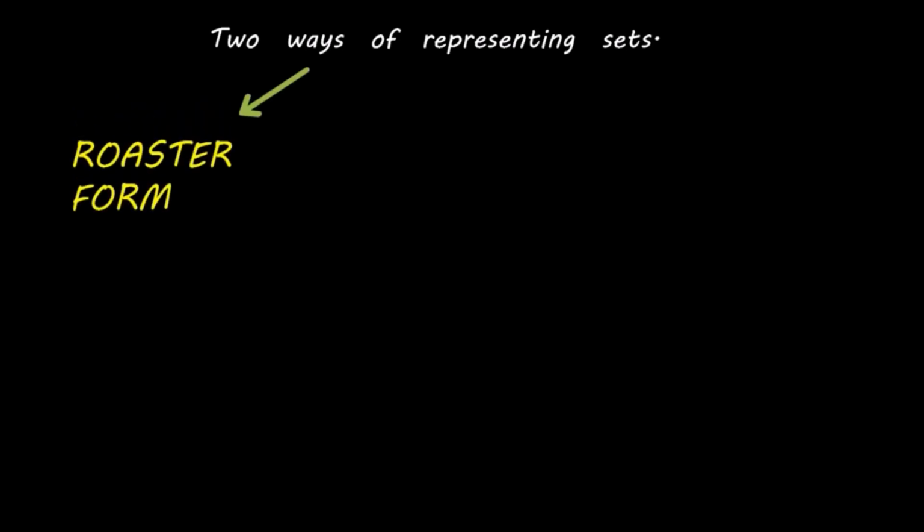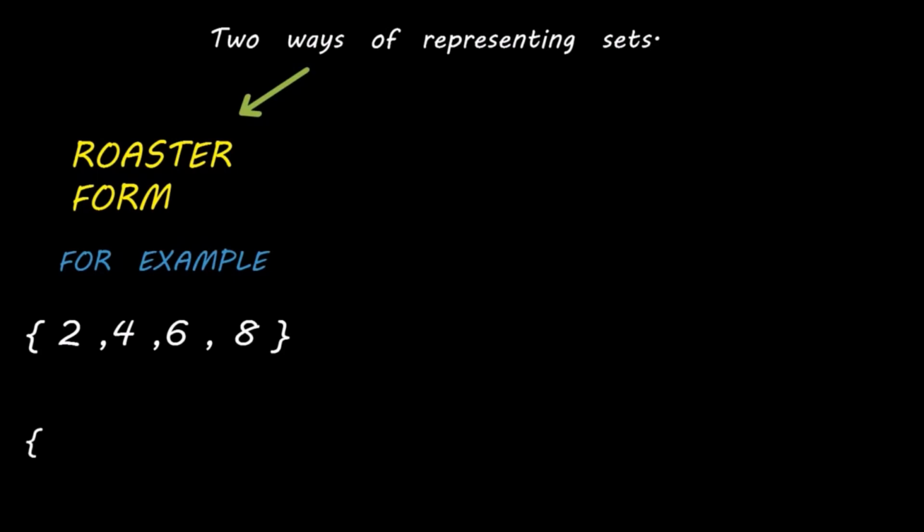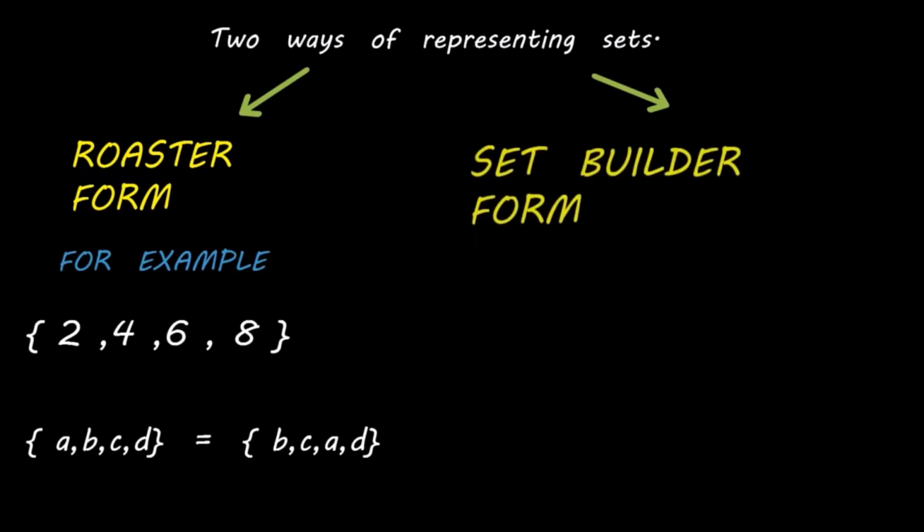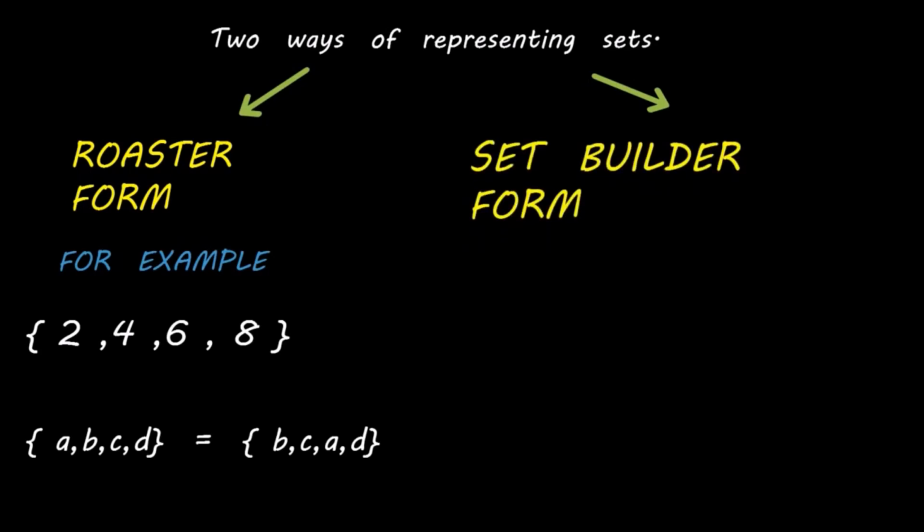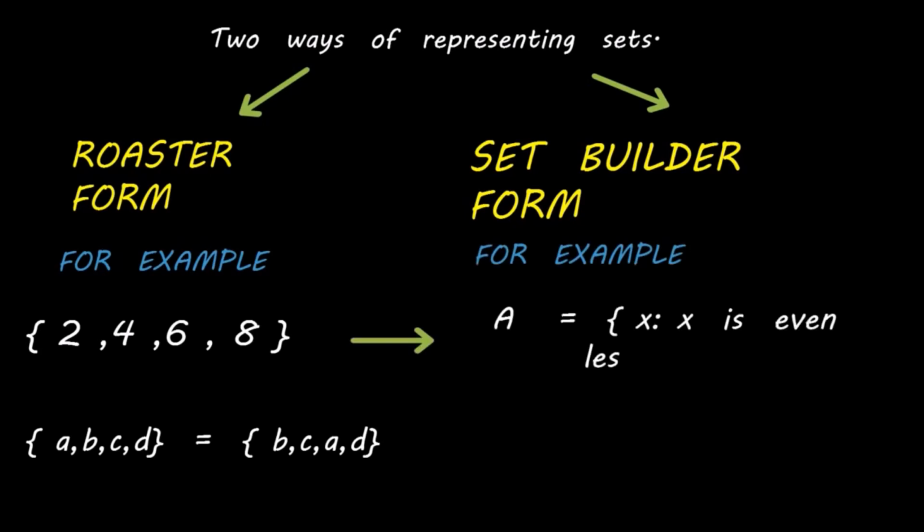There are two ways of representing a given set. First is roster form. In this form all elements are listed as they are and are separated with commas in between them. Also the order of elements is not important. Means the set with elements a, b, c, d is the same set as the one with elements b, c, a, d. The second way of representing a set is set builder form, in which the set is described by writing its property. For example, the set of all even numbers less than 10.